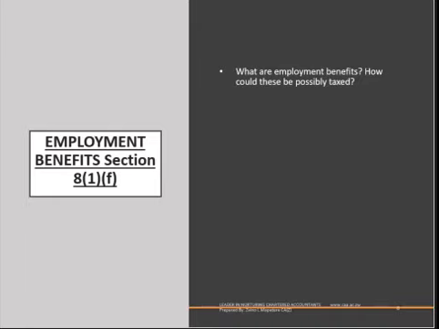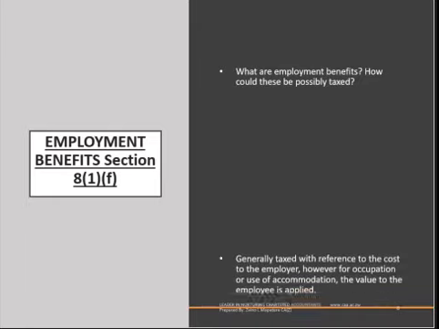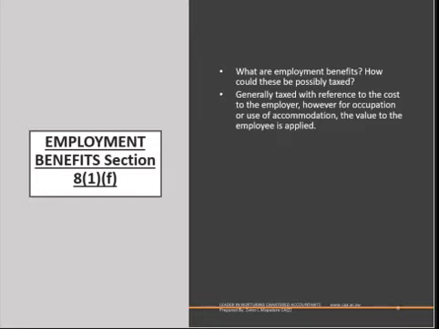If you look at section 81F, generally employee benefits are advantages that an employee is given by their employer. And generally, these are taxed according to the cost to the employer. However, there are specific ones that will have a different variation, which will be the value to the employee. We're talking about things like accommodation or furniture use. So let us look at the different types of employee benefits that you might know.